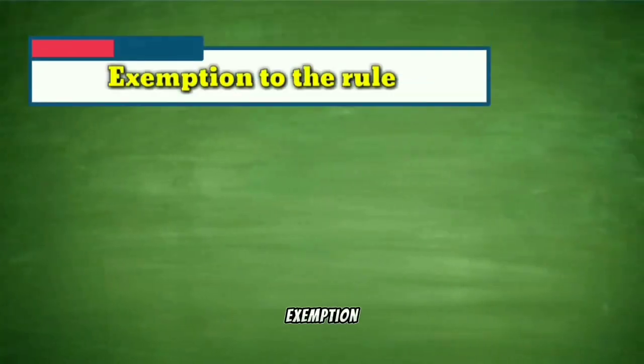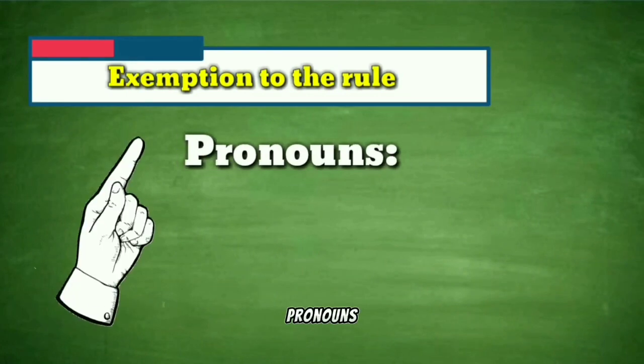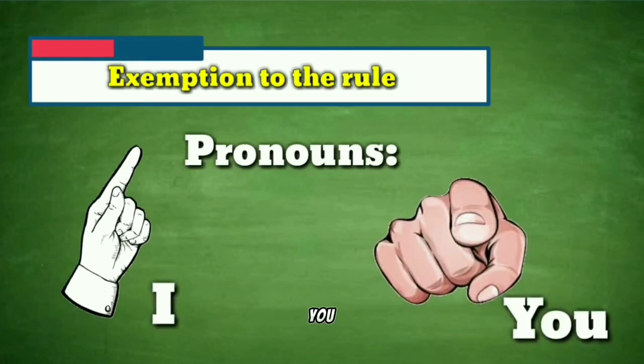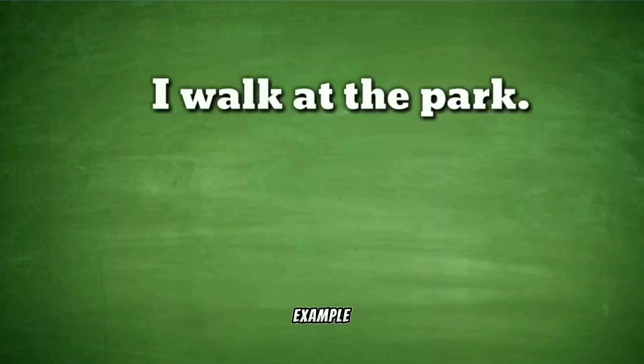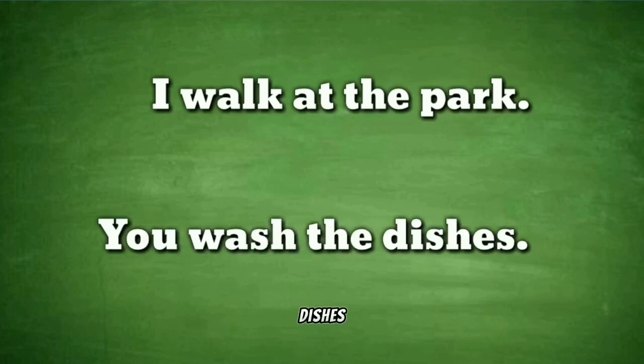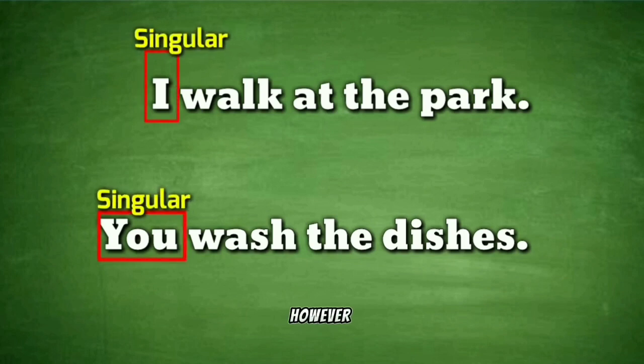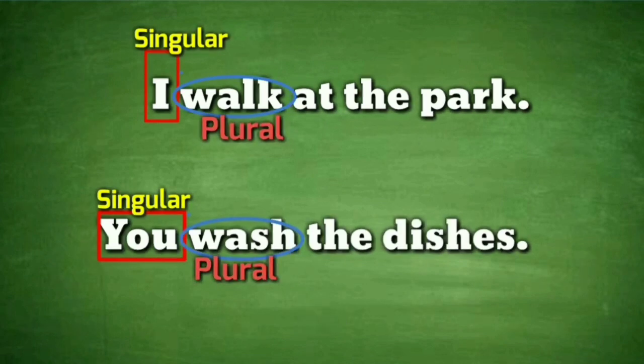But there are exemptions to this rule. The pronouns I and you follow a different rule. Example, I walk at the park. You wash the dishes. The subjects in the given sentences, I and you, are both singular. However, the pronouns I and you are always paired with plural action verbs.